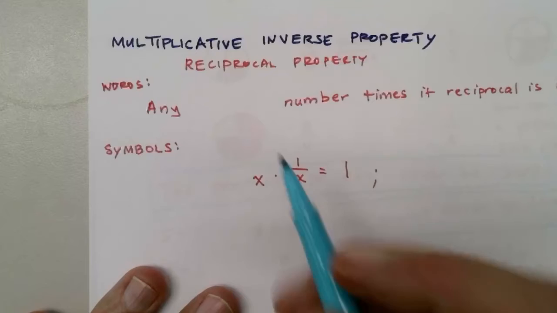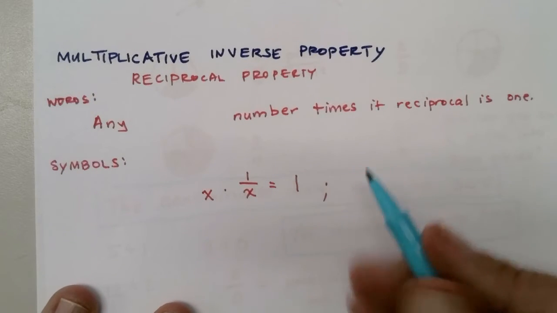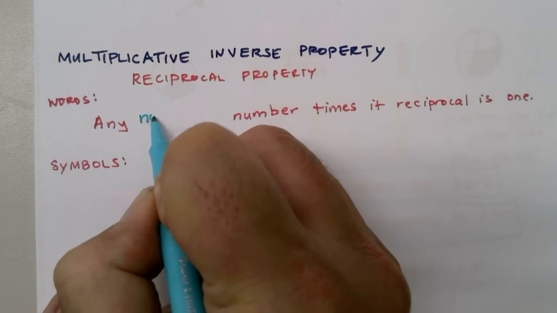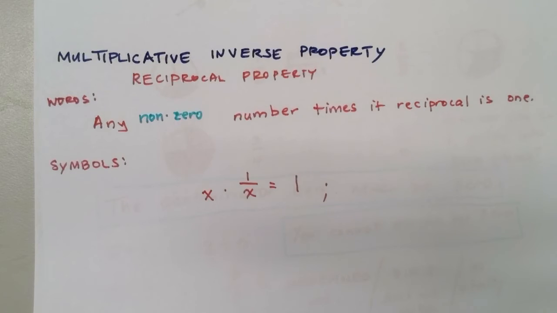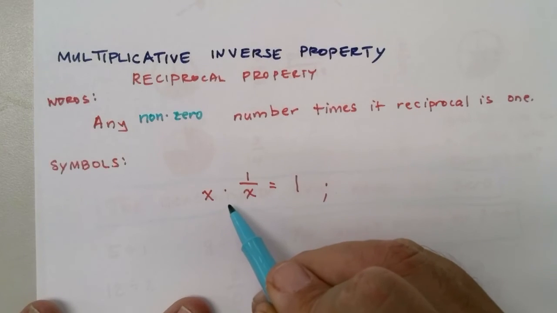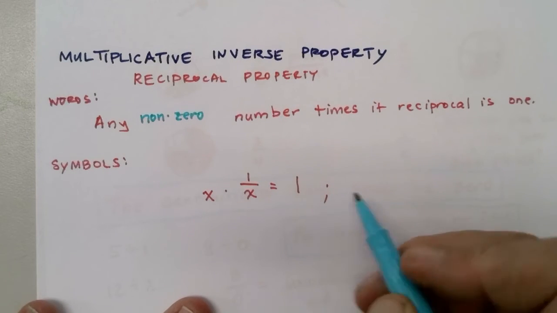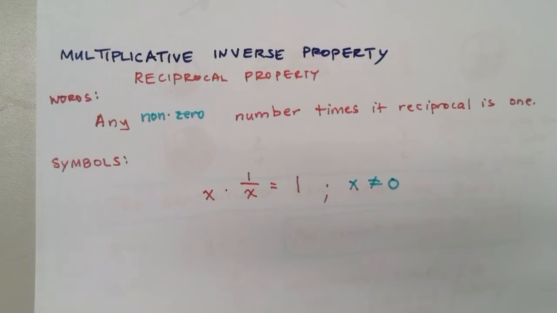Here, what number times its reciprocal is 1? Well, any number except 0. So we could say any non-zero number times its reciprocal is 1. And when I write it in symbols, you would just tell me any number times its reciprocal is 1, except x can't be 0. So you say x with a line through the 0 does not equal. So those are the important notes. That's the thing I really wanted you to do.